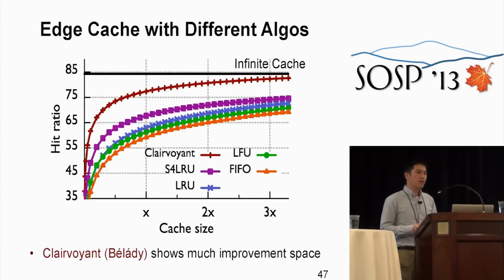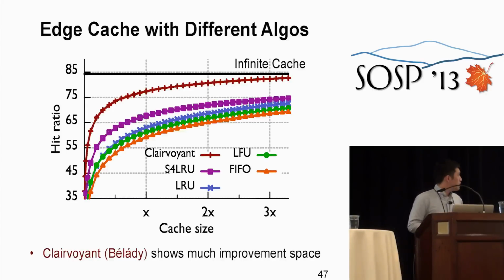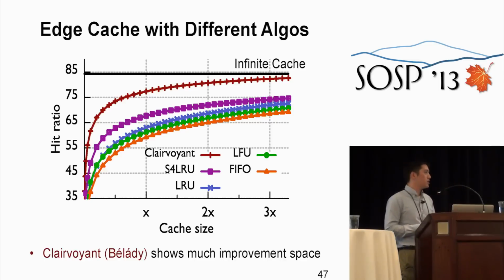Let's take a look at how S4LRU works. Keeping the same cache capacity, you can get the same hit ratio improvement as you would by tripling the cache capacity using FIFO. If you're satisfied with the current 59% hit ratio, S4LRU can save you about 2/3 of the hardware cost.